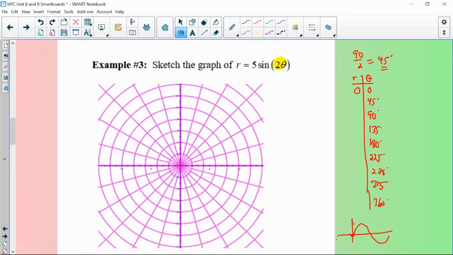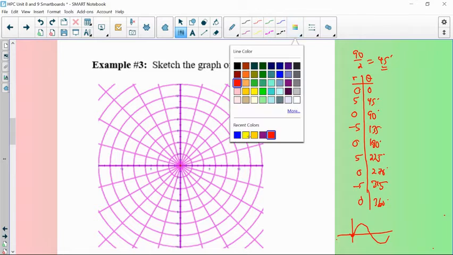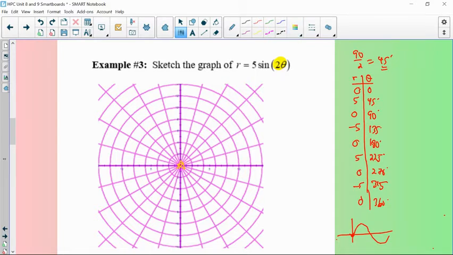45 degrees, so that's 45 times 2 is 90. I'm going to give the highest point, which is 5. Then back to 0. Then I'm at negative 5. Then I'm back to 0. Then I'm at 5, back to 0, negative 5, back to 0. Because sine of 0 is 0, we know we start at the origin. So put a little star there.